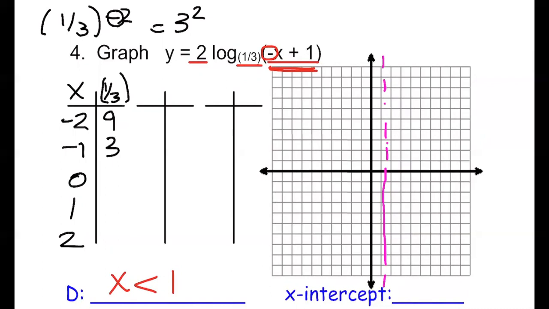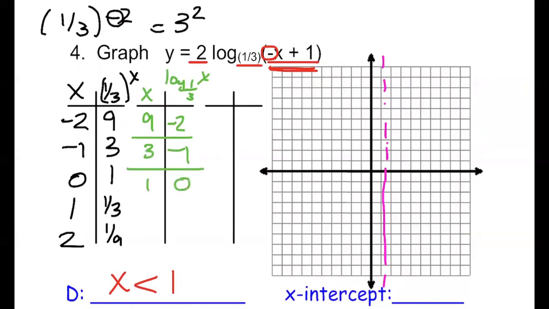1/3 to the 0, because this is what we're really doing. 1/3 to the 0 is 1. 1/3 to the first is 1/3. And 1/3 squared is 1/9. Okay. Let's talk about the inverse part, the log. This will be the log base 1/3 of x. So just switch your points: 9, -2; 3, -1; 1, 0; 1/3, 1; and 1/9, 2.